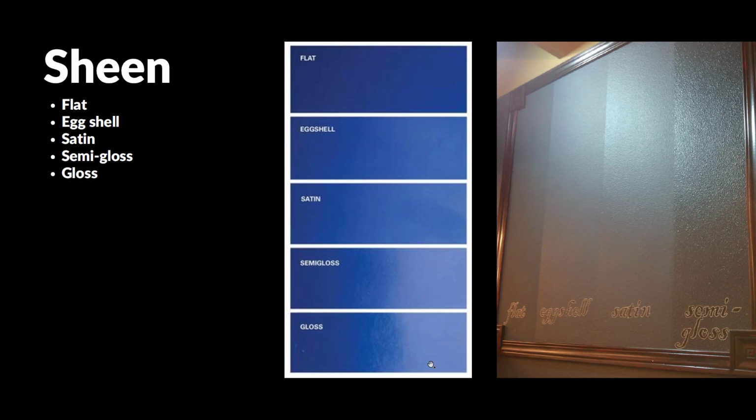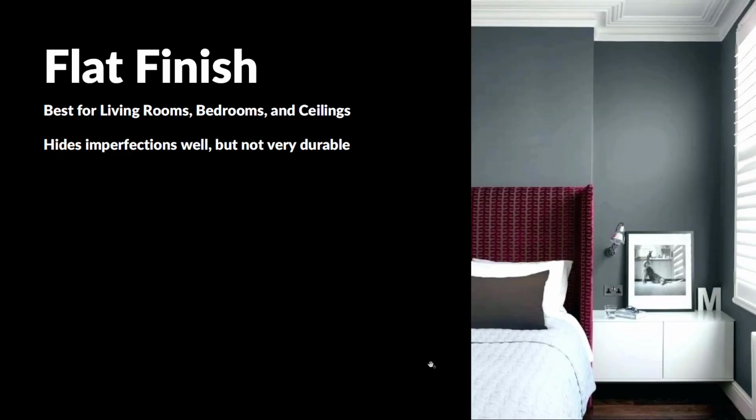So flat is the most matte finish, and then they get progressively shinier as we move along into gloss. A flat finish paint is really best for situations like living rooms, bedrooms, great on ceilings. Flat finishes hide imperfections really well because they sort of diffuse the surface, but they're not very durable. So dirt sticks to flat paint and it's harder to clean, just because it kind of holds on to dirt, and it's not strong to scrubbing.